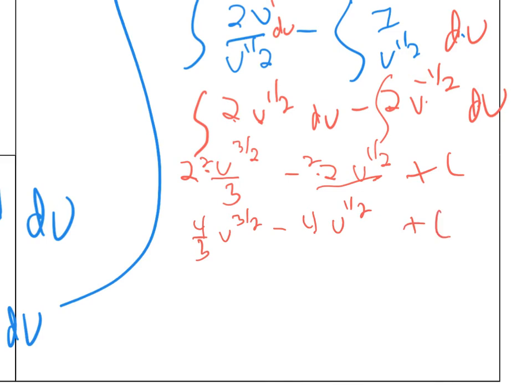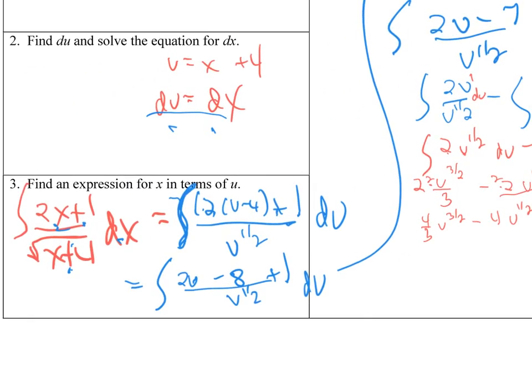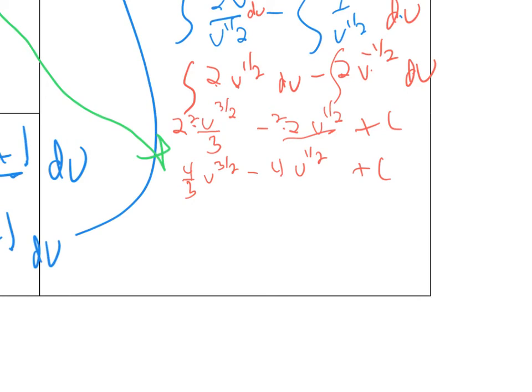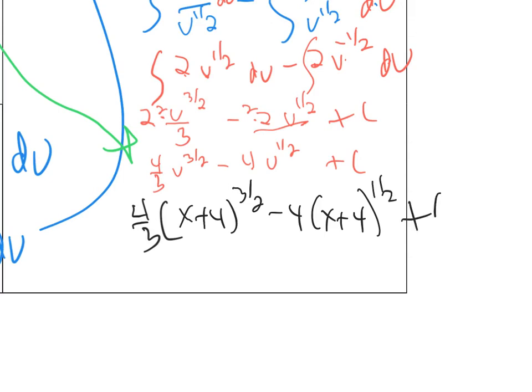That's pretty simplistic, except I don't want u's in there. So go back to the left here. What was another name for u? You found it: x plus 4. This goes back in now. Assuming I made no stupid mistakes, which I'll never guarantee, I'll have 4/3 times x plus 4 to the 3/2 minus 14 times x plus 4. I was going to put square root, but I'll just keep it consistent. That's cool.